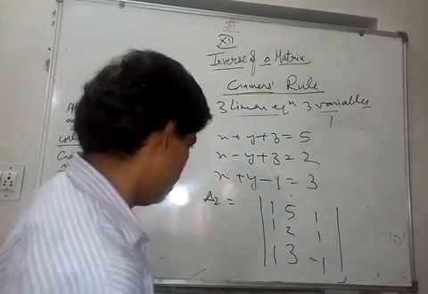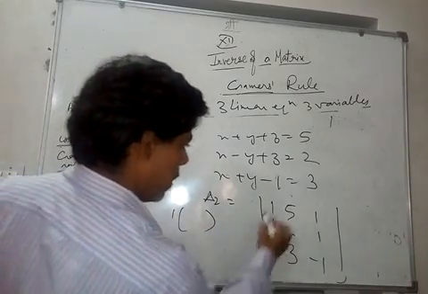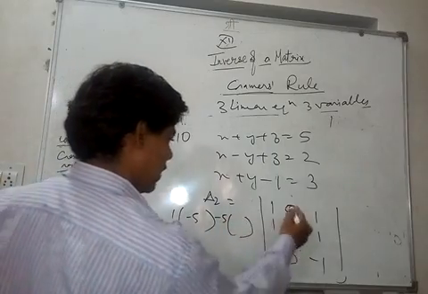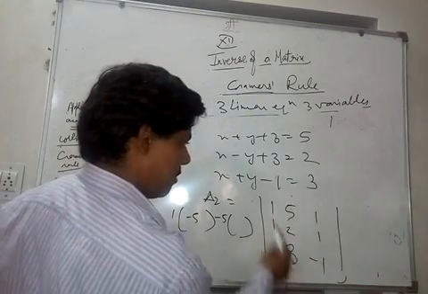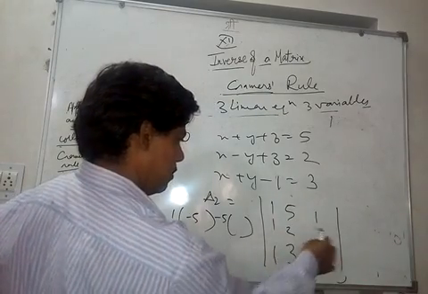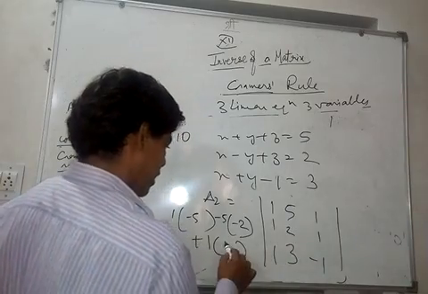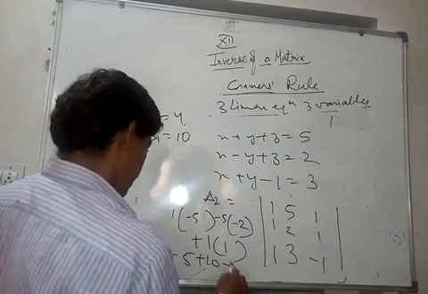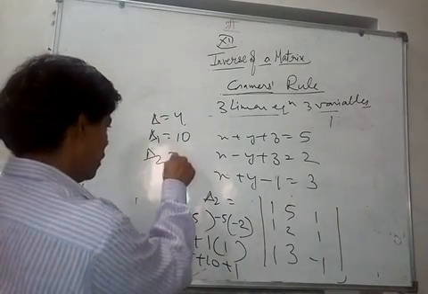So let's solve this. This is 1 multiplied by minus 2 minus 3, minus 5, minus 5 multiplied by minus 1, and minus 5 is here, minus 1 minus 2, and plus 1 is 3 minus 2, that is 1. So we are getting minus 5 plus 10 plus 1. So 11 minus 5 is 6. So we are getting delta 2 is 6.